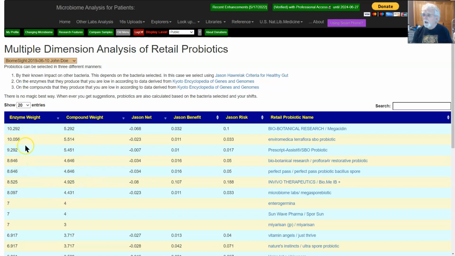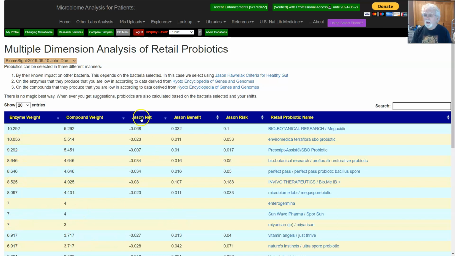But you can see what we have listed here is the ones which provide the best amount of your missing enzymes, the ones that provide the best amount of your missing compounds, and then we see whether or not, in terms of Jason criteria, it helps or hurts. In some cases you will see it has absolutely no impact on Jason criteria. This compound doesn't have any influence on the small set of bacteria which he deems to be critical, but it does have benefit for enzymes there.